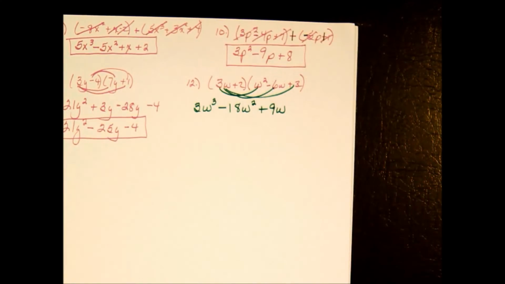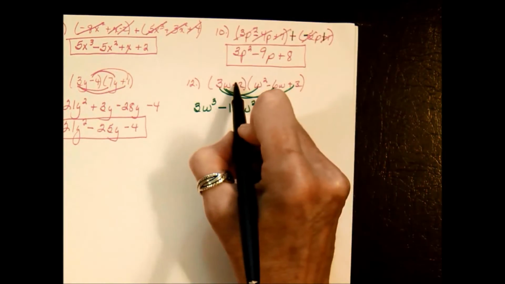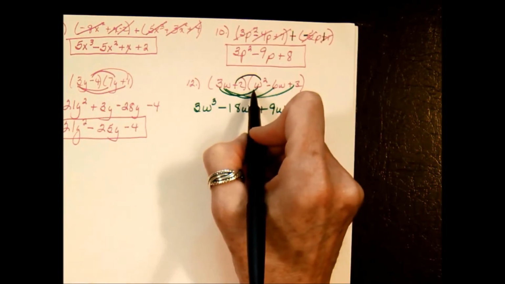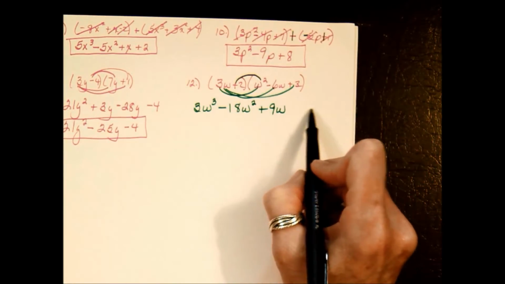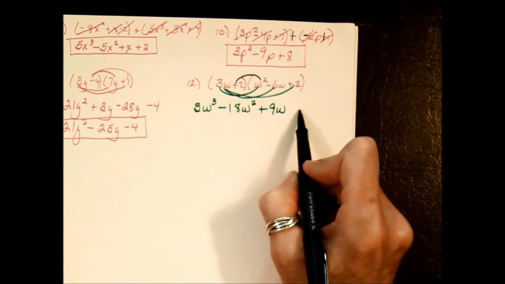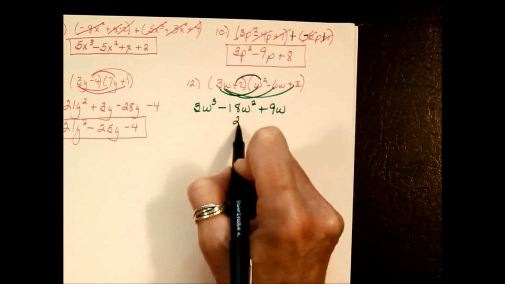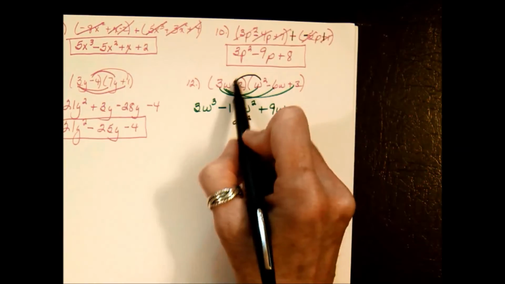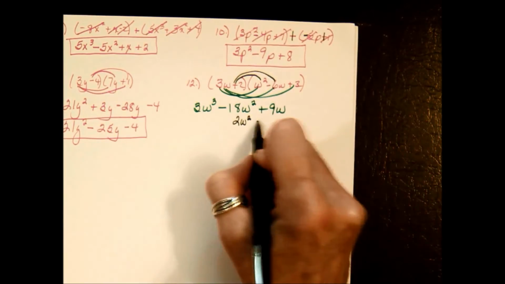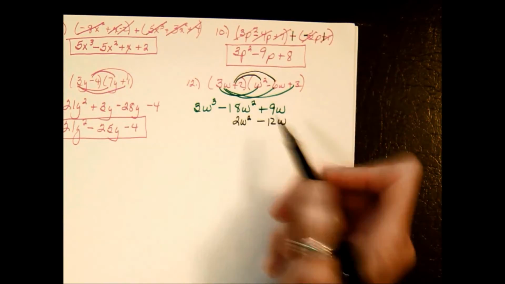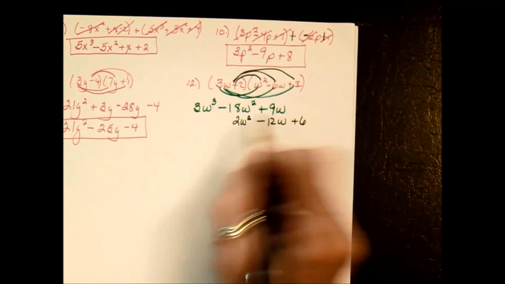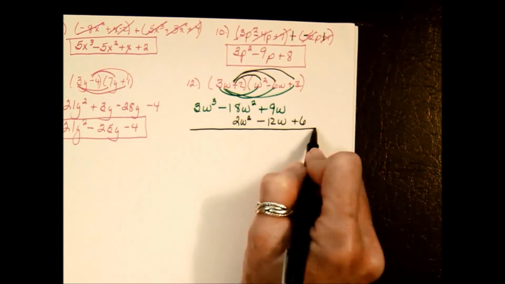Now in black, I'm going to multiply and distribute this positive 2. So I have a positive 2 times a w squared. Rather than writing it here, since it's 2w squared, I'm going to put it under its like term. That makes it easy to combine. Positive 2 times negative 6w is minus 12w, and positive 2 times positive 3 is positive 6. Draw the line, and now let's combine.